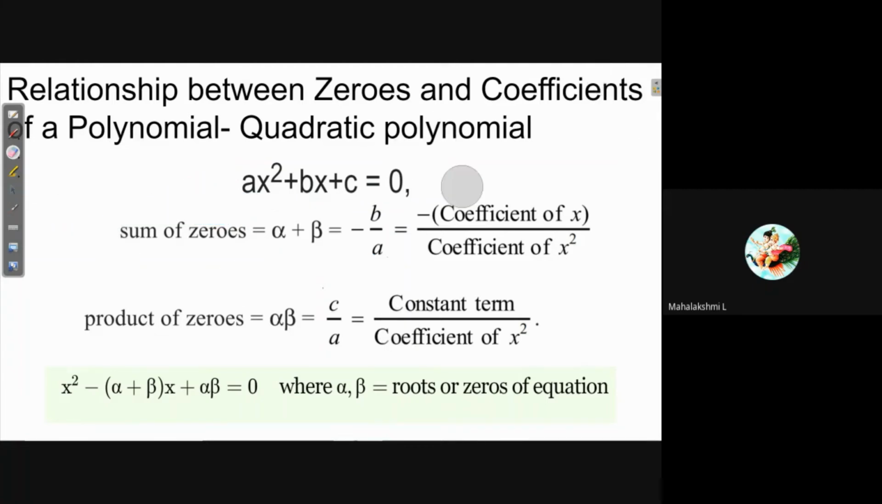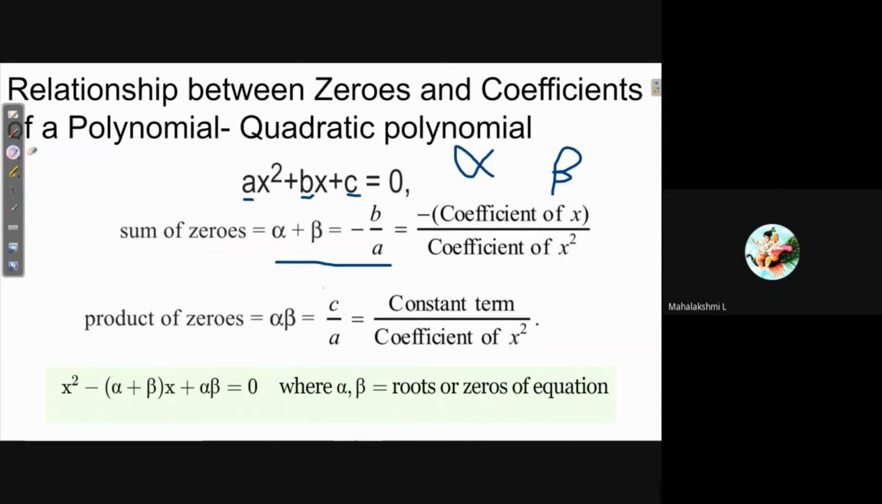Now when they give you the zeros, or say the sum of zeros, any of them, I'm going to consider alpha and beta as zeros of the given quadratic polynomial ax squared plus bx plus c. Here a is the coefficient of x squared, b is the coefficient of x, and c is the constant term, or you can say the coefficient of x to the power 0. So the sum of zeros will always be equal to minus b by a, where b is the coefficient of x and a is the coefficient of x squared. This is one important thing that you have to learn. And the product of zeros, alpha into beta, will always be equal to c by a, where c is the constant term and a is the coefficient of x squared.